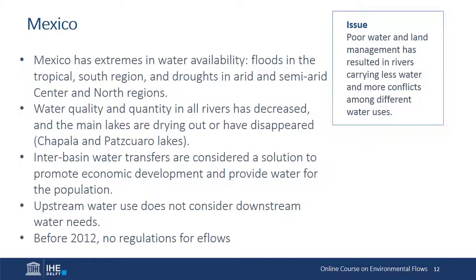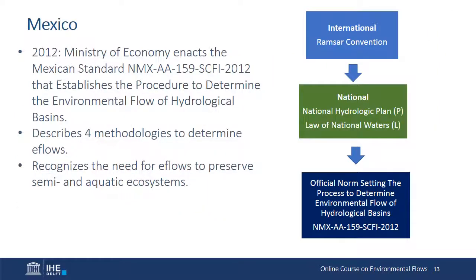Upstream water uses do not consider downstream water needs, and before 2012 there was no regulation that could guide in how to determine Eflows. So in that year, the Ministry of Ecology issued an official norm that establishes the procedures to determine environmental flows for hydrological basins. This standard describes 4 methodologies and recognizes the need to preserve semi- and aquatic ecosystems through the maintenance of Eflows.